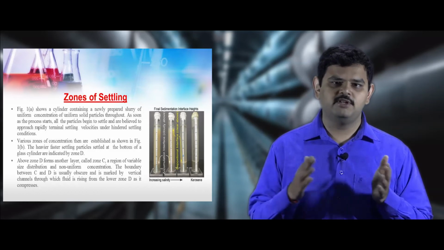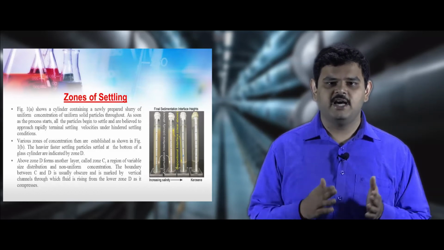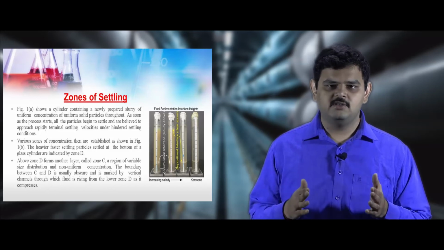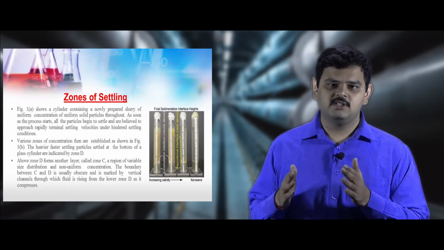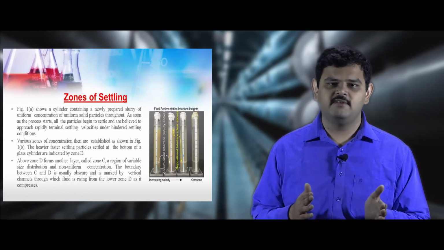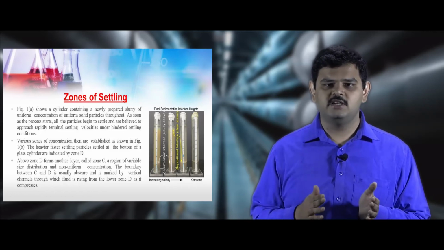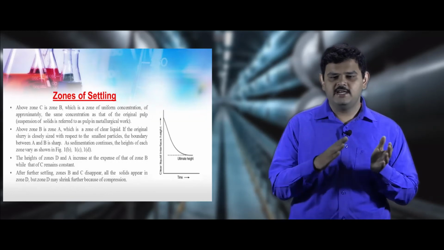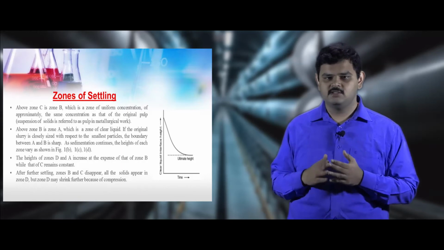When we still allow it for separation, we will have A zone and D zone. The D zone will be compressed so that it will have A zone and D zone. D zone will have the properly thickened solids and A zone is the clearer liquid. Now we move on to the ultimate height of the compressed zone.